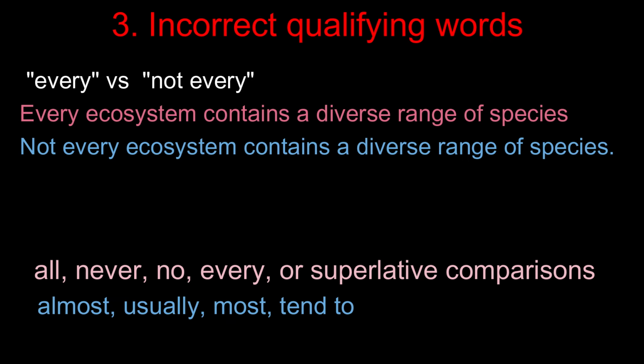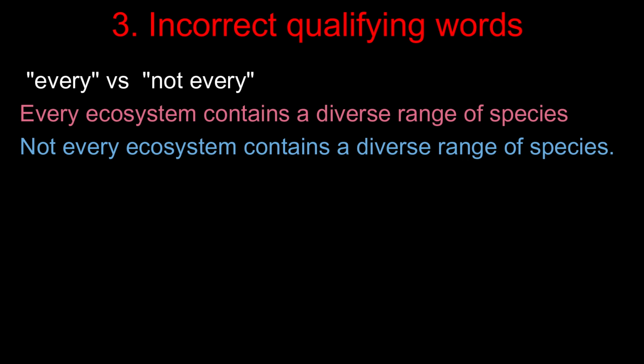If there's even one ecosystem that does not contain a diverse range of species, the statement is false. Not every ecosystem contains a diverse range of species. This sentence is not absolute. It acknowledges that while some ecosystems may have a diverse range of species, others may not. It suggests variability and exceptions. So this statement is true even if there are counterexamples.